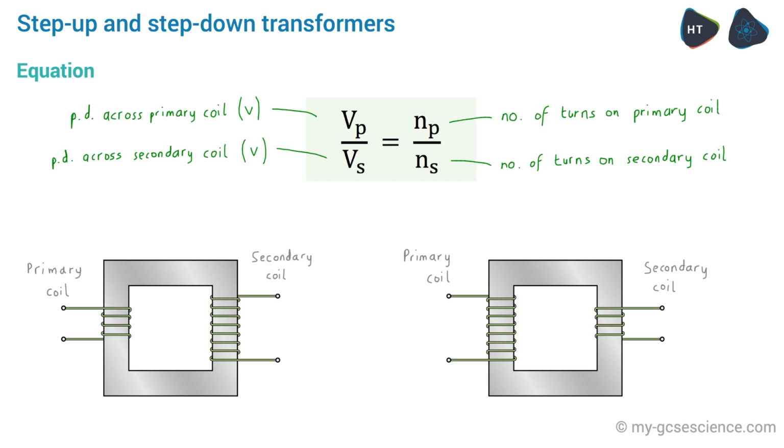If we rearrange this equation to make Vs the subject, we can see mathematically how step-up and step-down transformers work. In a step-up transformer, Ns is greater than Np, so this term will be greater than 1, which means that Vs is greater than Vp. In a step-down transformer, Ns is less than Np, which means that Ns over Np is less than 1, and so Vs will be less than Vp. If that all sounds a bit mathsy, don't worry, because these examples will show you just how easy and enjoyable this equation is to use.